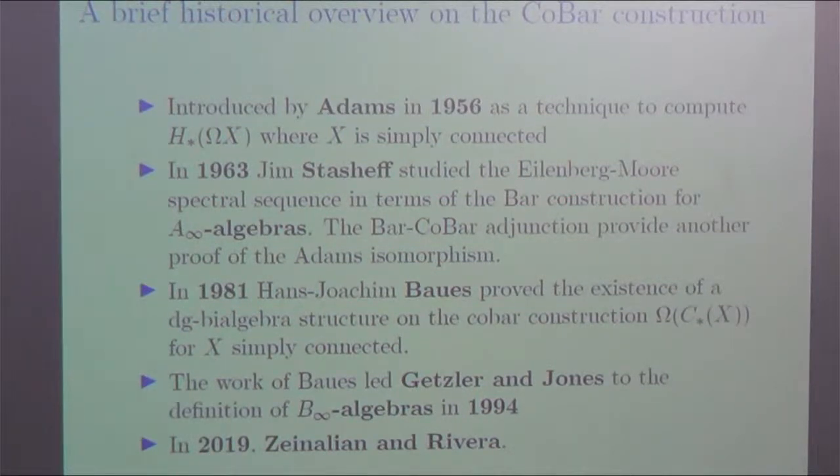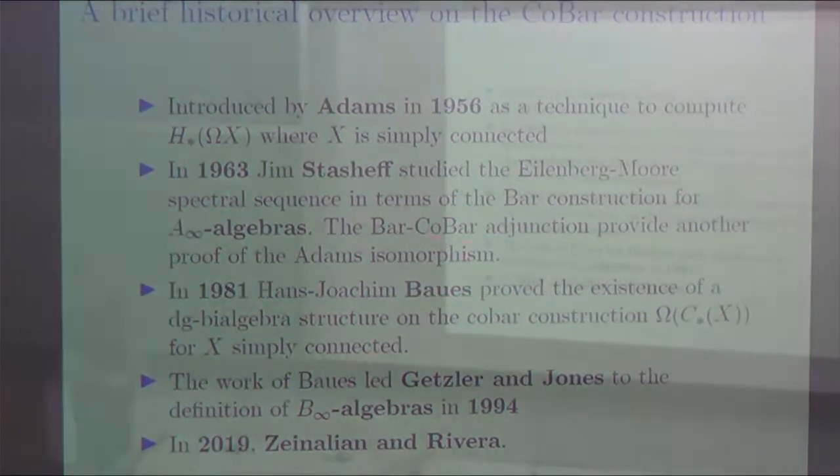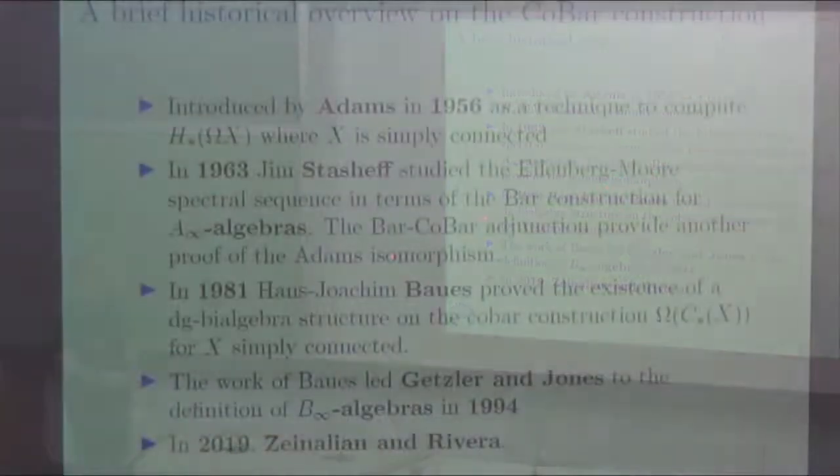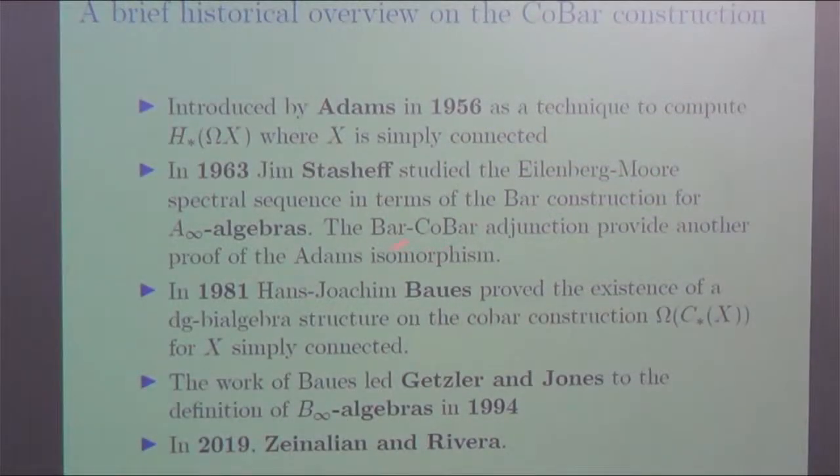The differential in the spectral sequence is given by a generalization of Massey products. And then in his book, well, I don't remember, I think it's '71, he used this bar and co-bar adjunction. So essentially, the co-bar construction is the dual of the bar construction. There is an adjunction between these functors, and then he gives the outline of another proof of the Adams isomorphism. This is in the beginning of the 70s. Okay? Then in 1981, Baues proved the existence of a DG bialgebra structure on the co-bar construction. Okay, but again, X has to be simply connected.